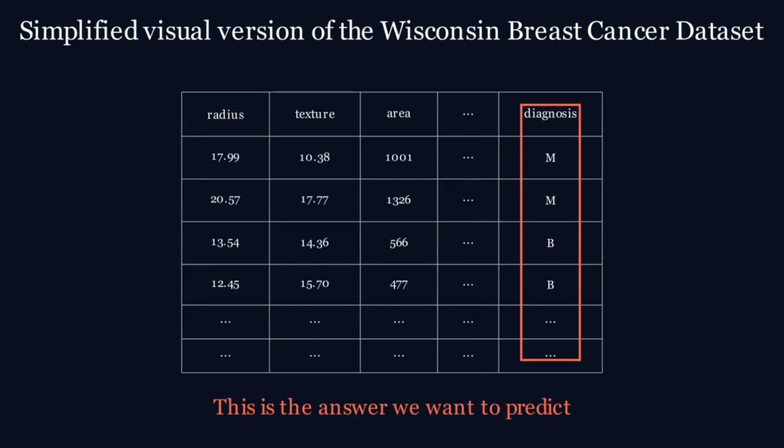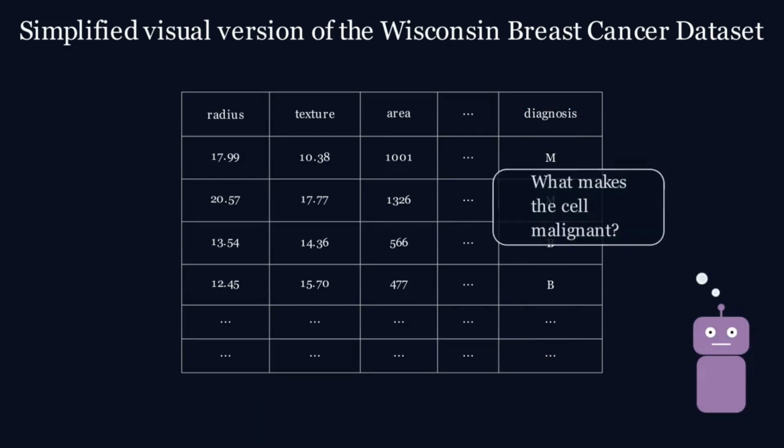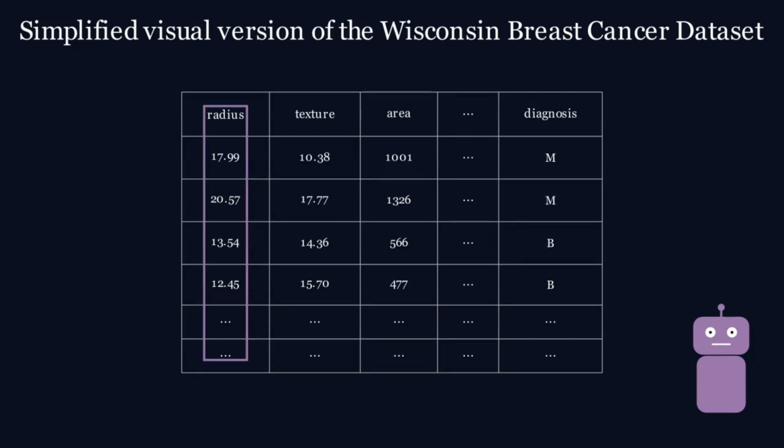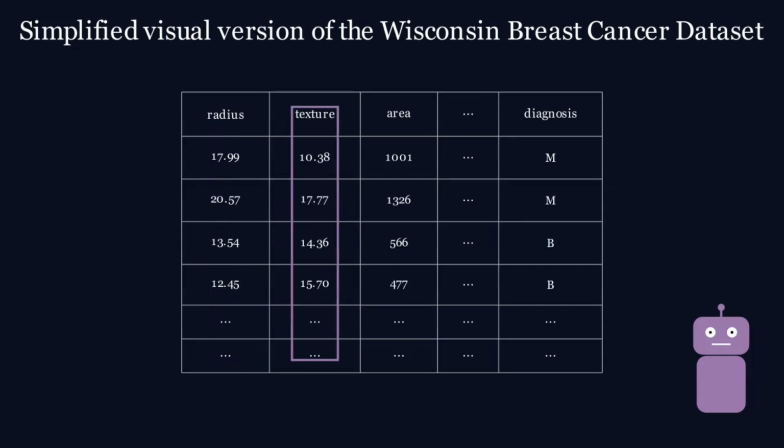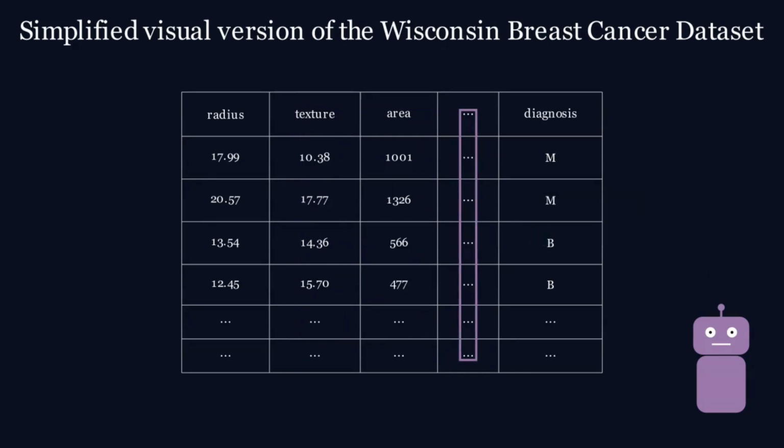Now, here's what I want you to do. Don't think like a computer yet. Think like a doctor. Look at these numbers. What would push you towards malignant? A bigger radius? A rougher texture? You probably have some kind of intuition already. And that intuition is exactly where we're going to start.